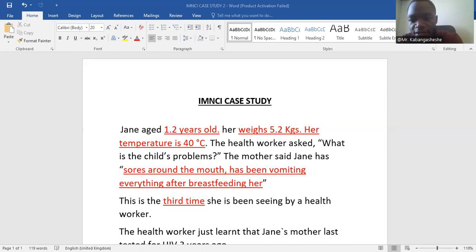Now, next thing is decide whether the child lives in a high or low malaria risk area. This is Southern Africa, and we know that malaria is endemic to this place. So there's no need to ask this. You should there and then do a malaria test, that is if there is no severe classification.